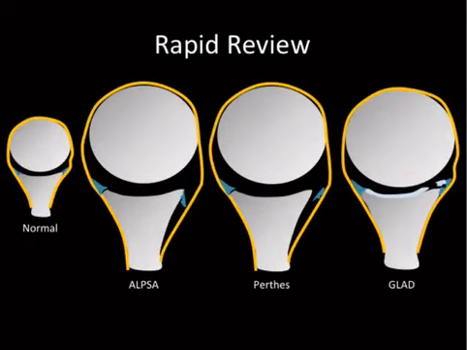Okay, so here's a spectrum. This is what you have to know. Notice the periosteum's intact in all of them. If it wasn't intact, that would be a true Bankart. The ALPSA has the Perthes plus scar, PS. Like this, like scarred back. Perthes is just pushed off and sort of stuck on the side. The one that's scarred back is the ALPSA. GLAD is just, aren't you glad it's just a GLAD? It's just the cartilage injury.